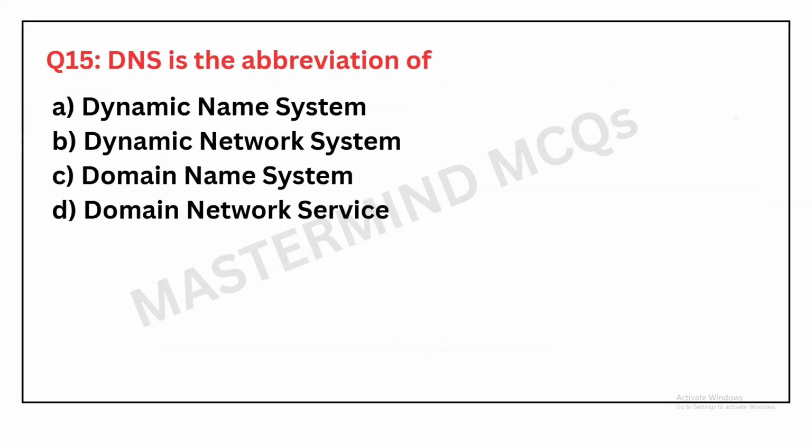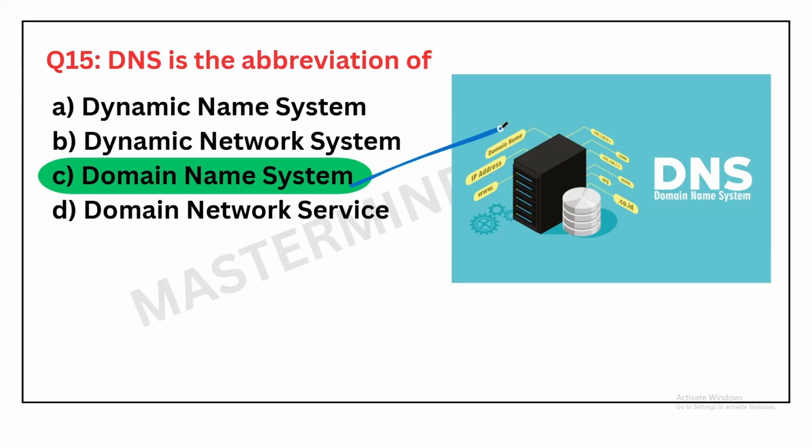Question number 15. DNS is the abbreviation of what? Option A, dynamic name system. Option B, dynamic network system. Option C, domain name system. Option D, domain network server. The right answer is option C, domain name system.